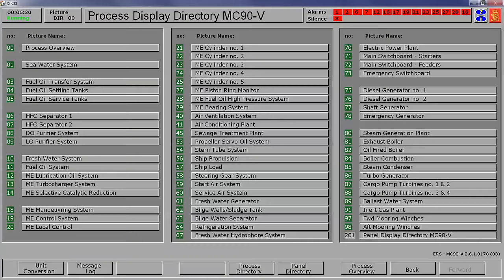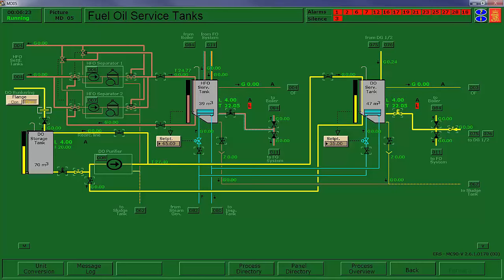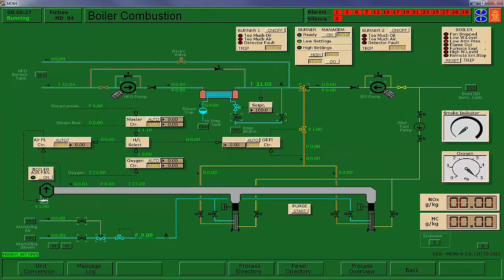Let's line up our fuel. Go to your fuel oil service tanks. Line up diesel to the boiler. And this three-way valve, we need to select to diesel. Make sure you don't forget that you want to be on diesel oil.